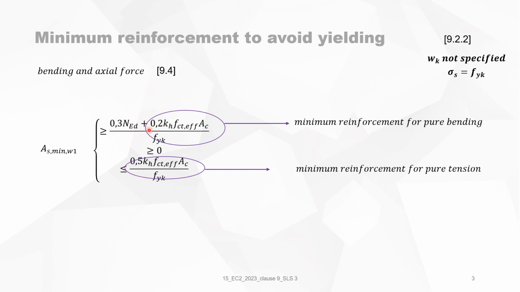In this formulation, you see NED. It is not clear what value of NED that should be. It's rather difficult to estimate this value. This was the minimum reinforcement at the most tensioned side, and As,min,W2 is at the least tensioned side, and it's just NED divided by the yield stress minus the minimum reinforcement at the most tensioned side. And the total must be smaller than As,min,W1.